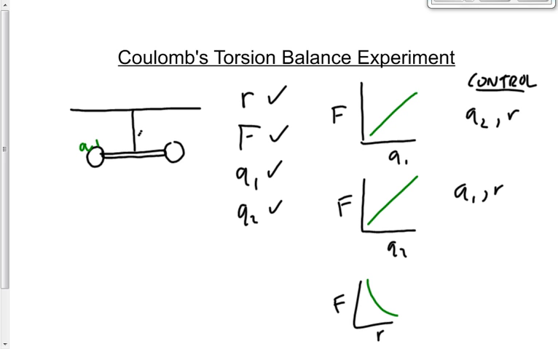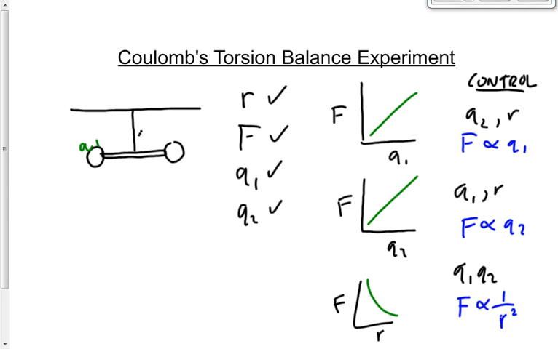By the way, what does he have to keep constant if he's manipulating the value of R? Q1 and Q2. This experiment told him that F was directly related to Q1. This one told him that F is directly related to Q2. And this one told him that F is inversely related to the square of the distance that separates them.